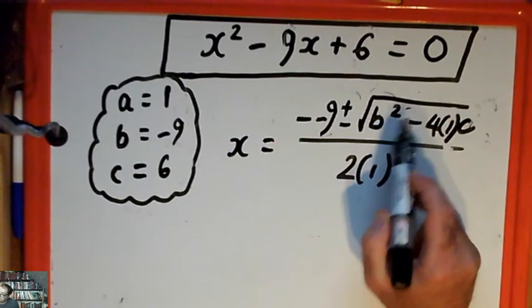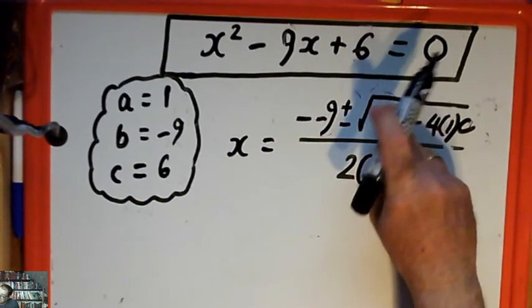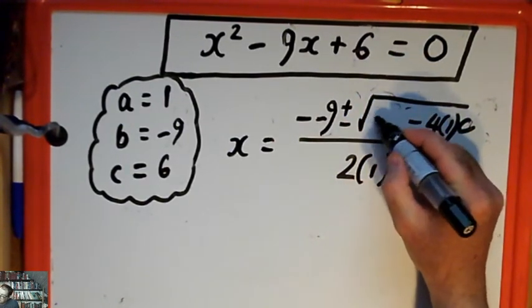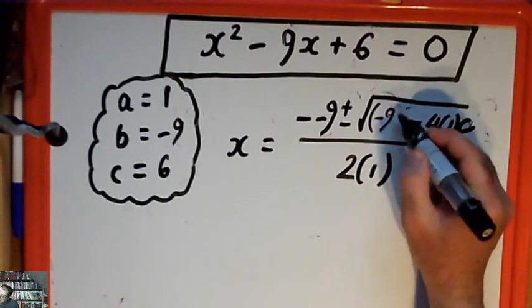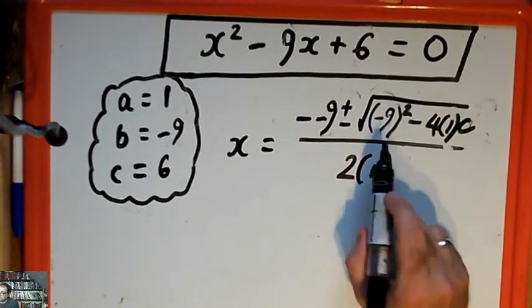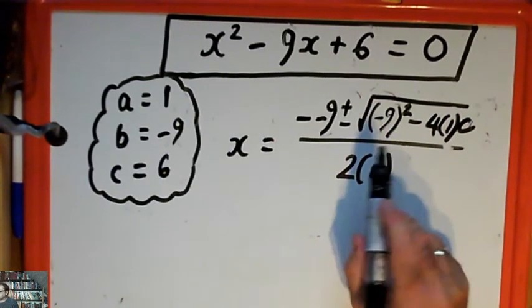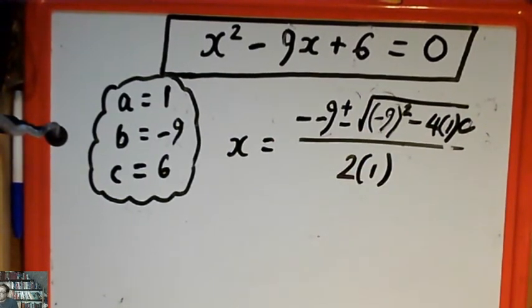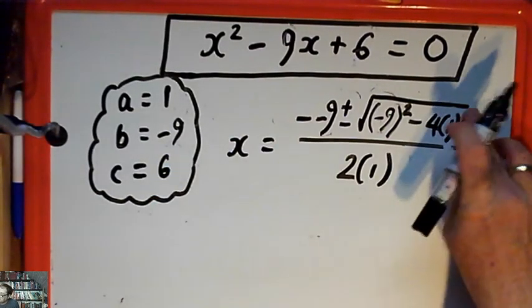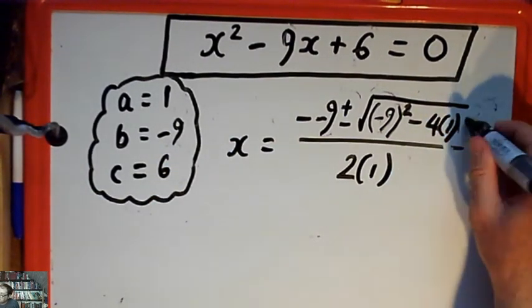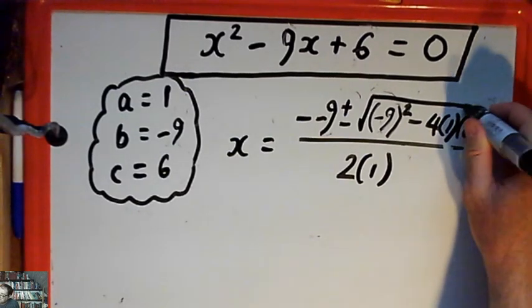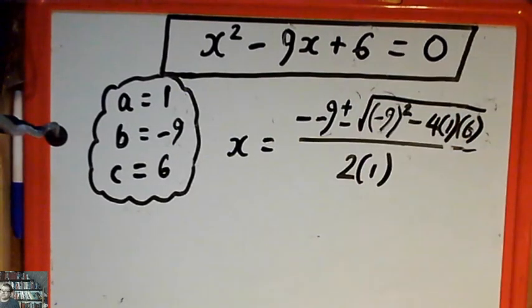And this b squared here, that's going to become minus 9 squared. And it's important that the minus 9 goes in brackets so that the minus bit is getting squared as well. Otherwise you'll lose track of a minus. Oh, and the c is 6, so let's replace that c with a 6. Okay, let's tidy this up.